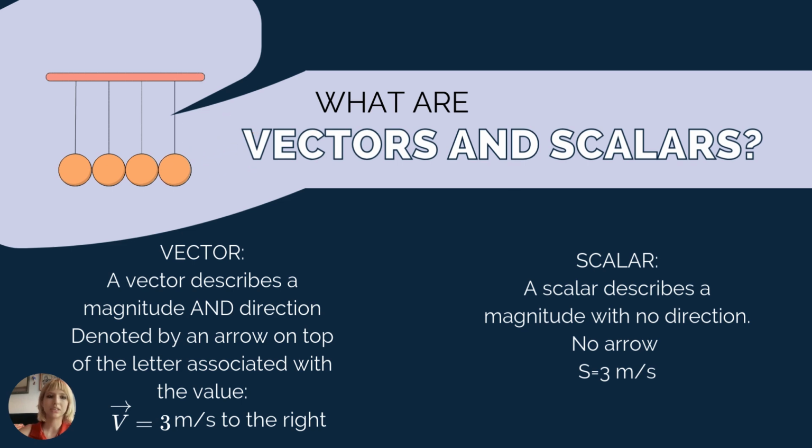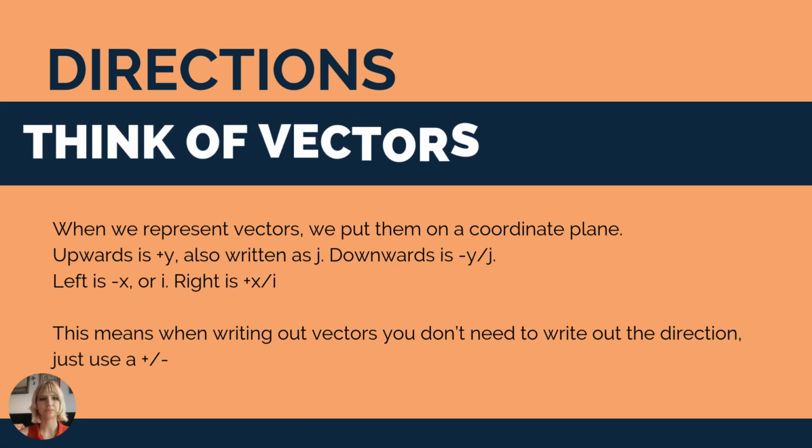A vector is a quantity that describes a magnitude and a direction, and you denote vectors by putting an arrow on top of the letter associated with the value. For example, velocity is a vector: v is equal to 3 meters per second, and you can say to the right. A scalar is a magnitude with no direction, so it's just the letter by itself. An example of that is speed, which is 3 meters per second in this example.